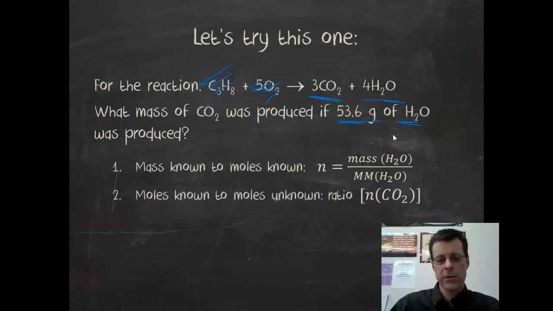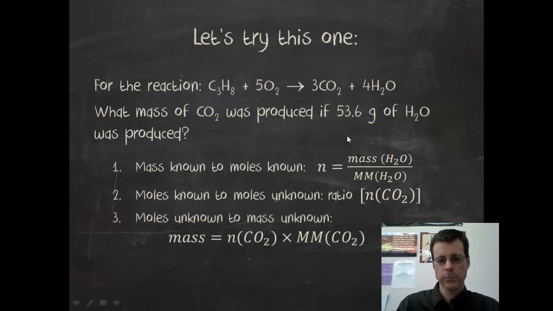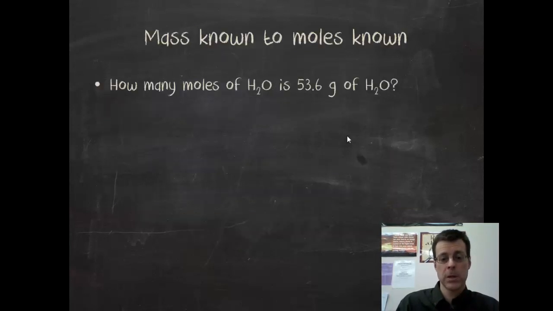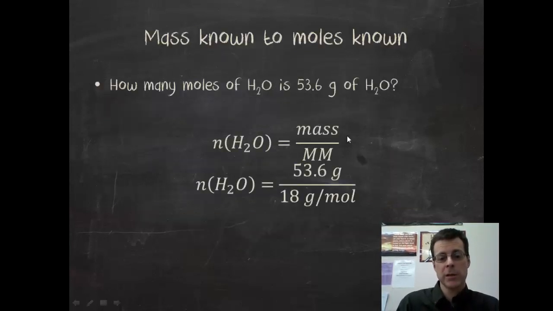I'm going to convert the moles of known to the moles of unknown, the ratio, and the recipe is based on 3 carbon dioxides, 4 waters. And then finally, you're going to have the number of moles of carbon dioxide that you calculated, multiplied by its molar mass to figure out the mass of carbon dioxide. So trying that, we get these numbers.